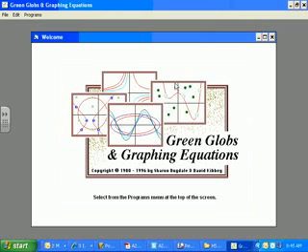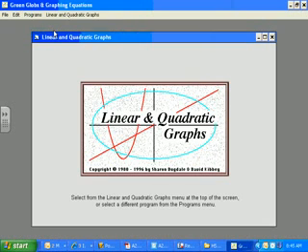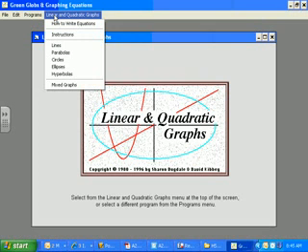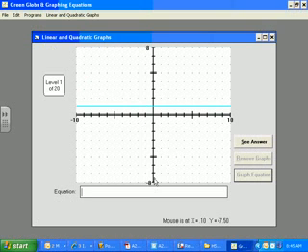And there's a couple things I want you to do. You've got two assignments with this. First off, when you go under programs, I want you to go right here. We've been talking about linear functions. I want you to go to linear and quadratic graphs, and then you go to lines. I want you to choose the first option: begin with easy problems and work up to hard ones.